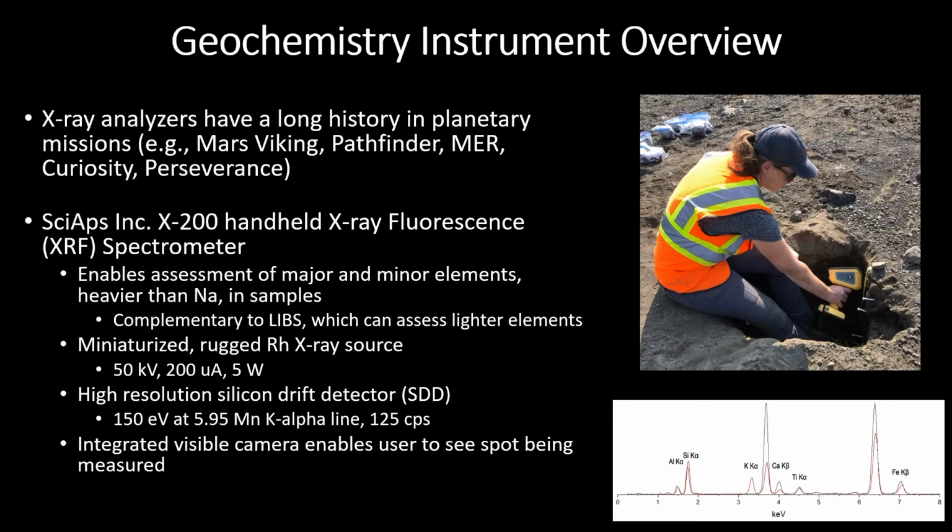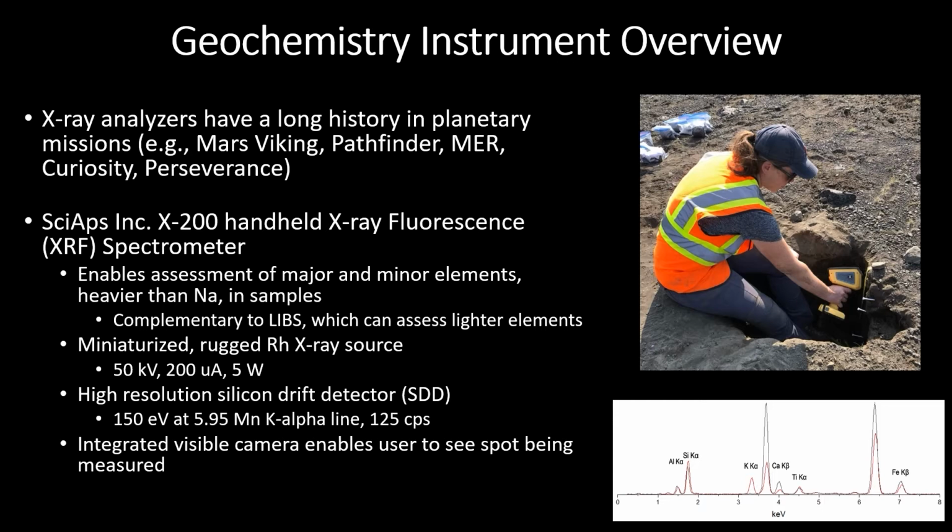So X-ray analyzers have been present or are present on the Mars Viking, Pathfinder, Mars Exploration Rover, Curiosity, and Perseverance missions. And these analyzers were a variety of different types. In some cases, alpha particles were used to excite characteristic X-rays from samples, and in some cases, X-rays. But in both cases, characteristic X-rays from the sample are measured to obtain the chemistry of the sample.